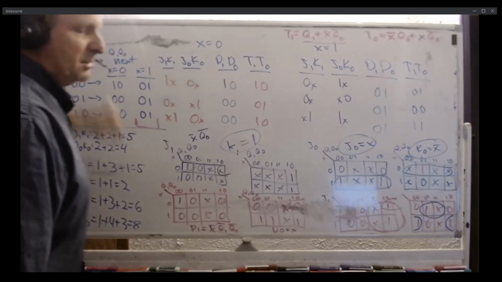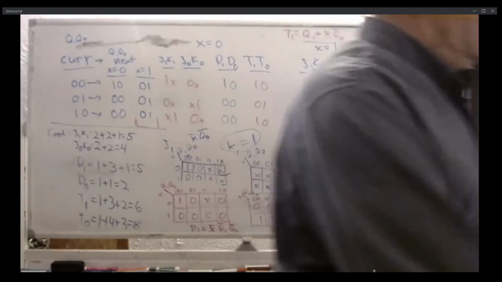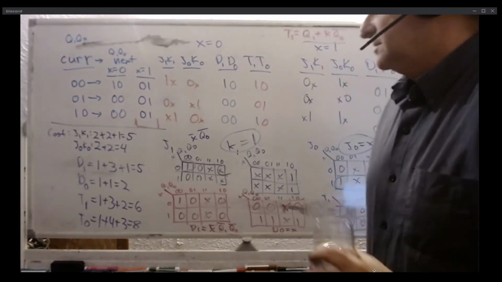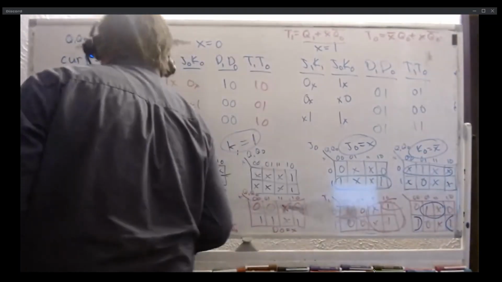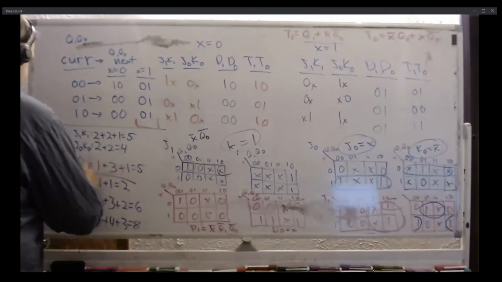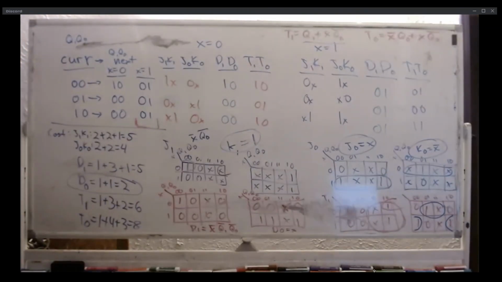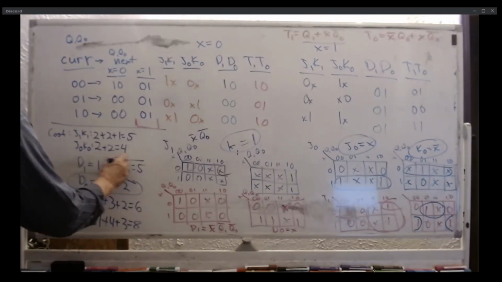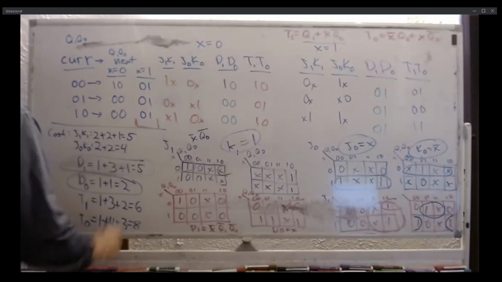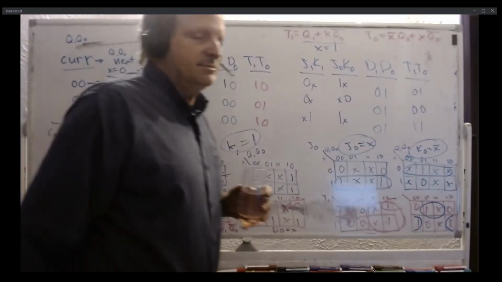So, what's the best implementation, guys? D0 for flip-flop 0. And probably J1K1. Or D1 is the same. The cost is equal between D1 and J1K1. And D1 is the simpler of the two to implement.